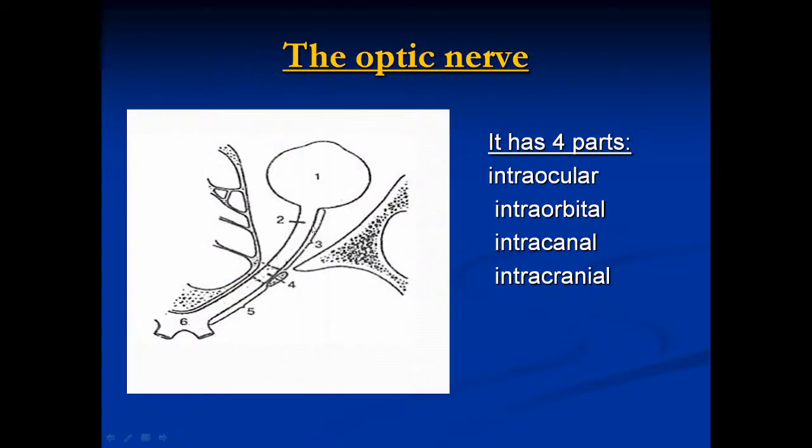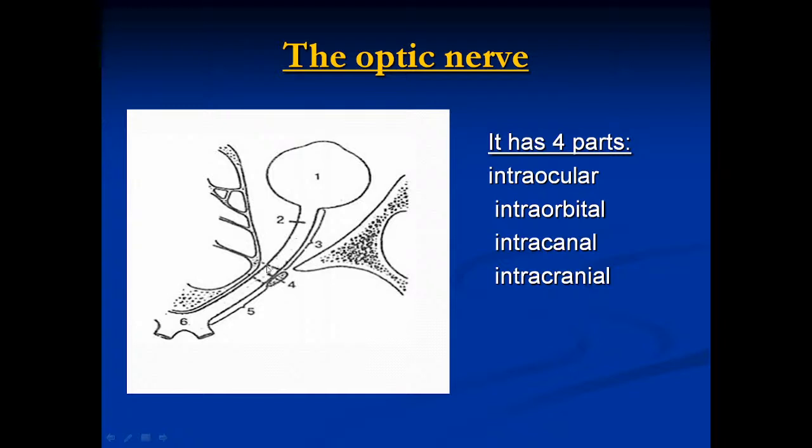Each optic nerve has 4 parts. Intraocular part, the first part, located inside bulbus oculi. Next, the longest part of the optic nerve, intraorbital, number 2 of the picture. Intraorbital part, the longest part of the optic nerve, located in our orbita.